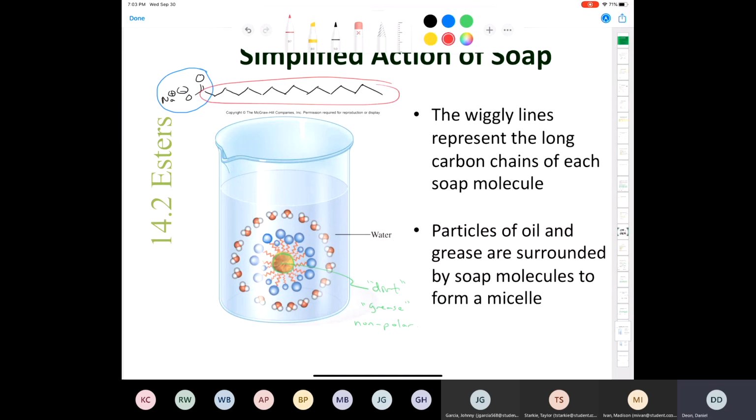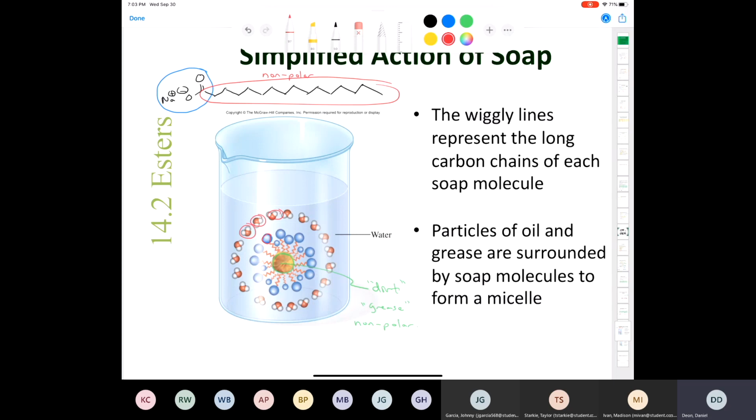The squiggly tails are nonpolar because they're just carbon-carbon and carbon-hydrogen bonds, so that's going to interact with the dirt. The carboxylate head is polar, so that's going to interact with all the water molecules. It's a salt, so it's going to dissolve in the water. What that creates is a sphere that surrounds the dirt particles, and we call that a micelle.